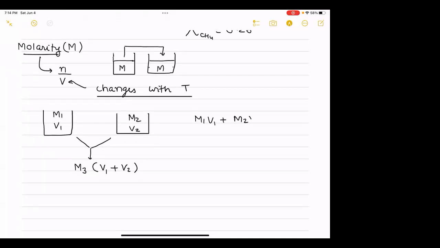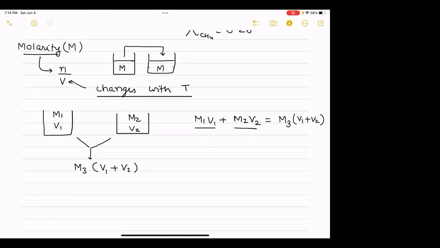M2 V2. Actually, molarity, if you multiply by volume, you get the moles. So moles of the solute are going to remain the same. These are the moles of the solute present in the first solution. These are the moles of solute present in the second solution, which is equal to the new molarity into the total volume V1 plus V2. Okay, that's how you are going to find the molarity.